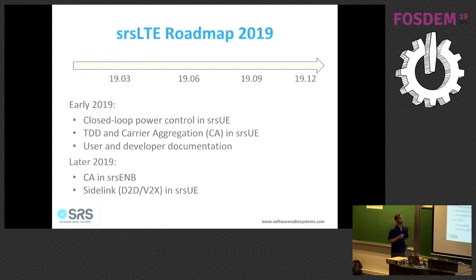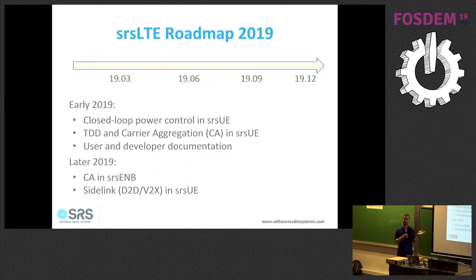So what's our roadmap for 2019? As I said, there will be 4 releases this year as well. I don't want to make too high promises, but definitely what's going into the release is closed-loop power control in the UE. Then, depending on how the refactoring of our PHY goes, TDD support.